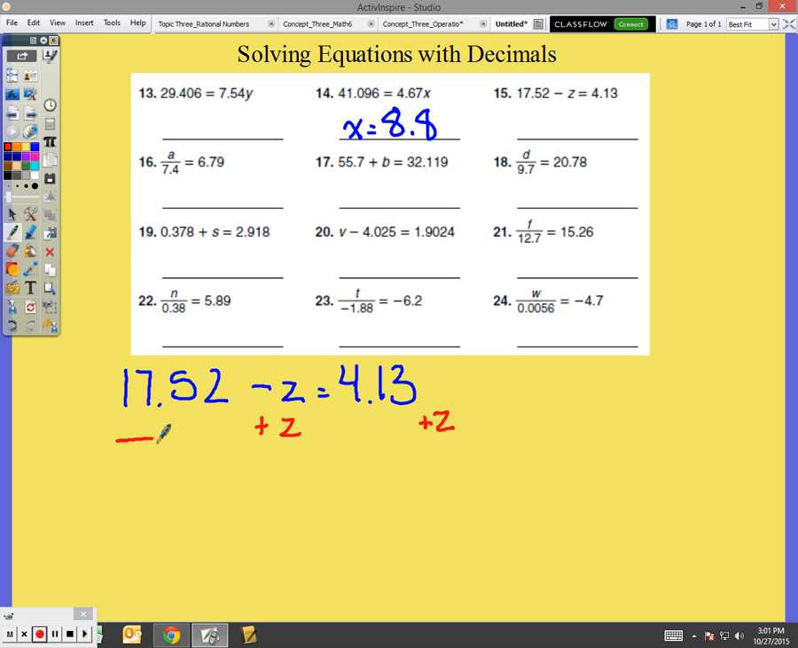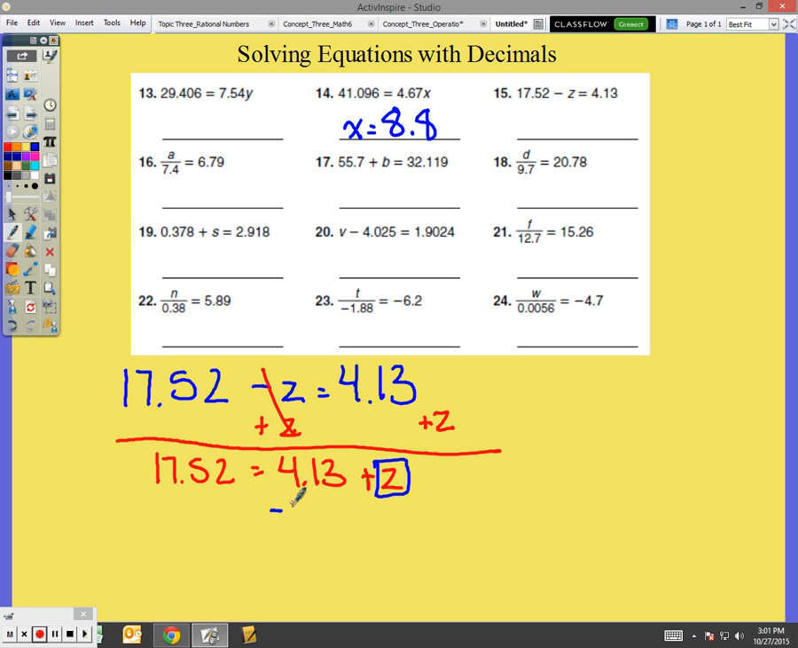Now when I do that, this z's gone, leaving me with 17 and 5200ths is equal to 4 and 1300ths plus z. Now I can solve for z without worrying about having to be in negative. I'm going to isolate that variable over here. I use the word isolate now rather than evaluate because we're not using multiplication or division. We're using addition and subtraction. I am now going to get rid of the 4 and 1300ths.